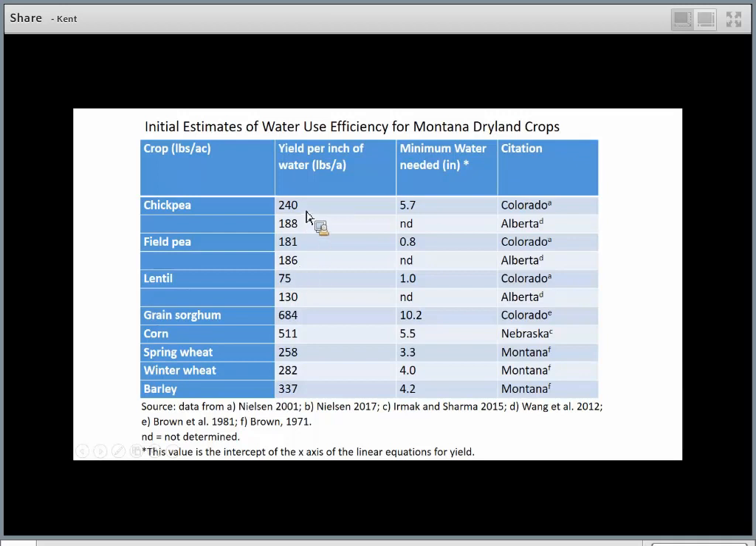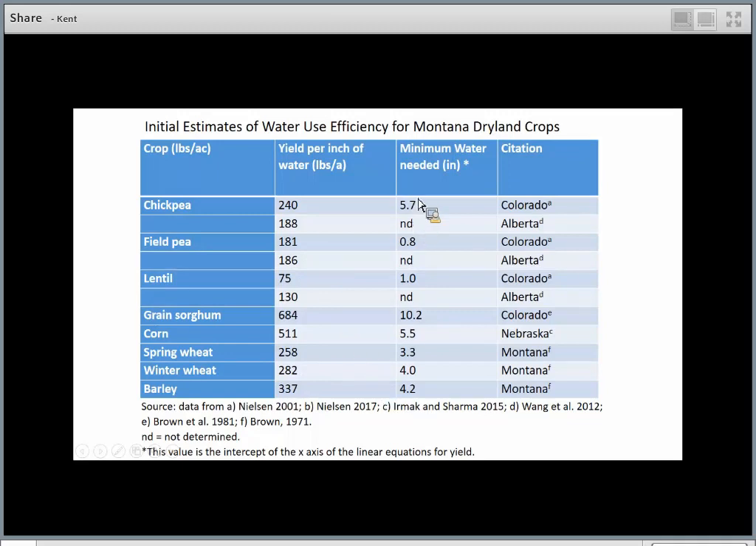But you can see the yield response for chickpeas is somewhere between 180 to 240. Field pea looks like it's about 180. Lentils in that range. As a comparison, look at grain sorghum. So grain sorghum is a C4 plant, more like corn, and you get a lot more yield per inch of water for those kind of crops than you do for the cool season crops, even spring wheat and barley, or winter wheat and barley. They're more similar to chickpea, these pulse crops.